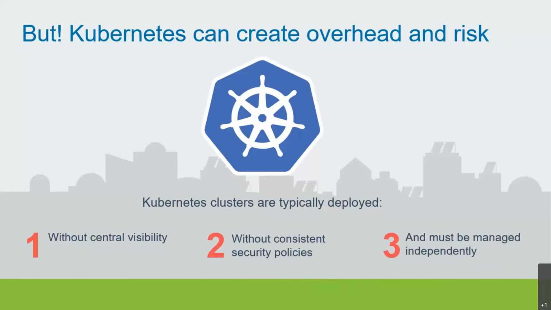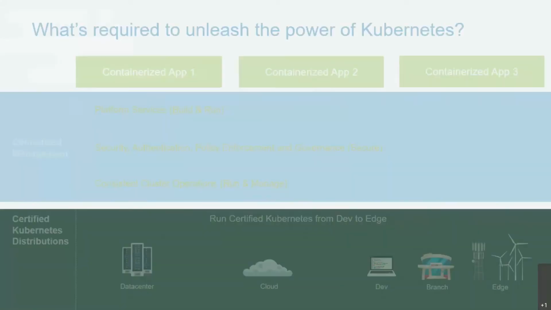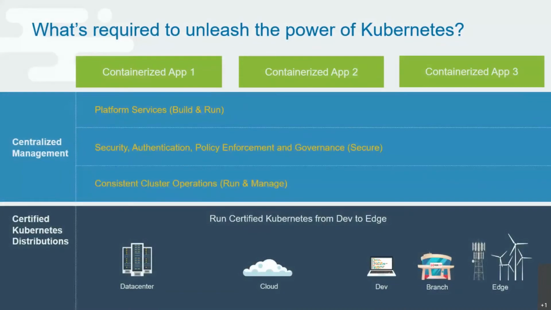That's where the power of Rancher comes into play through our management. So what I've talked about up to this point is the bottom section, the certified Kubernetes distributions that can be deployed in the data center, cloud, all the way to the edge. And Rancher not only can manage our own Kubernetes distributions, but we can manage other CNCF certified Kubernetes distributions.